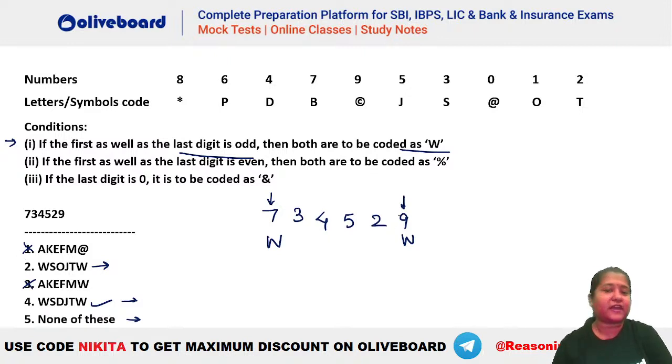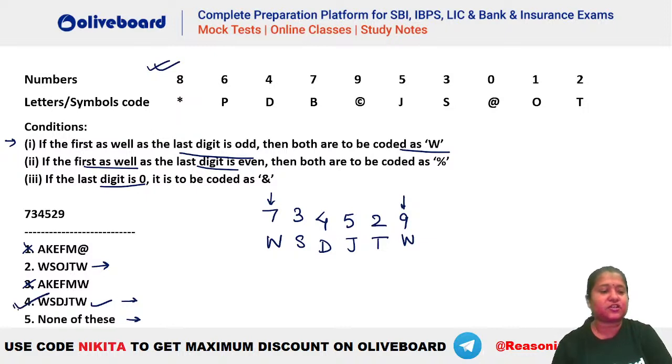अब 3, 4, 5, 2 बचा है, उसका कोड देखना है. If the first as well as last digit is even, this is not applicable. Last digit is 0, that is also not applicable. That means rest of the things have to be taken from the table here. 3 का वैल्यू क्या है? S है. 4 का वैल्यू क्या है? D है. 5 का वैल्यू क्या है? You can see that's your J, 2 is your T. So this has to be there. Is it given?